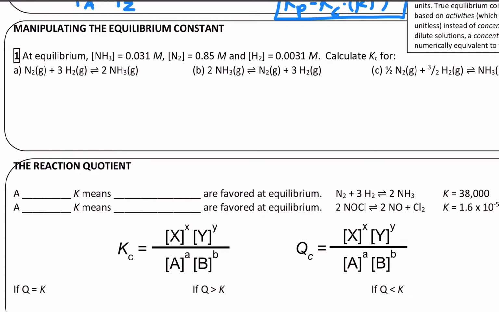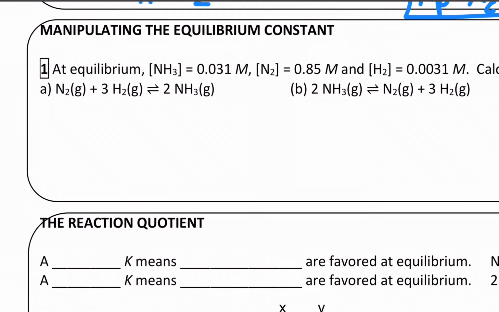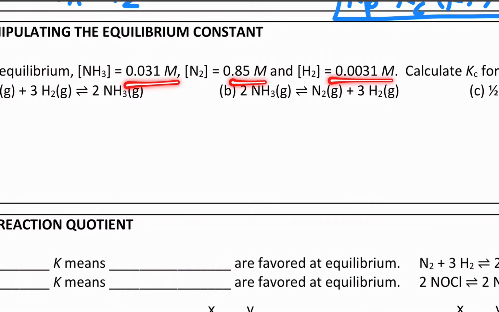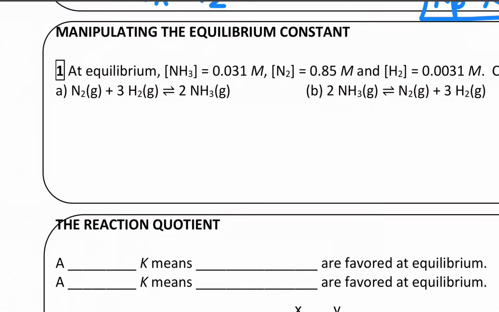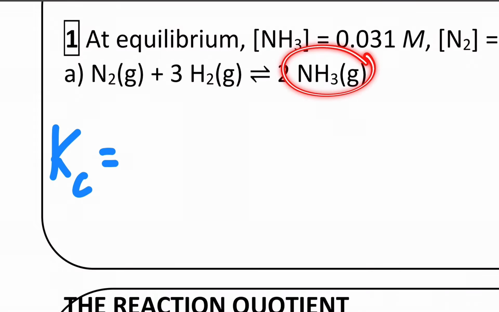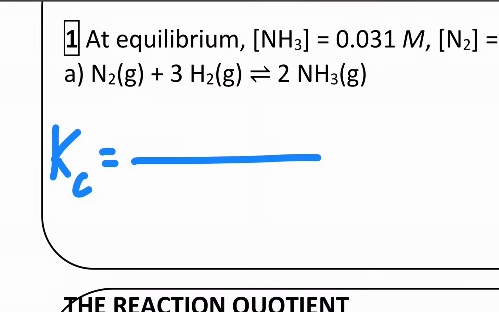Let's wrap up with what happens when we change the way a reaction is written. I'm going to call this manipulating the equilibrium constant. Let's say I have this equilibrium forming ammonia, nitrogen and hydrogen makes ammonia, and I actually know what the values are at equilibrium. I want what the K value is numerically. So K is the concentration of our products squared divided by our nitrogen times our hydrogen cubed. I'm not going to write out the expression.